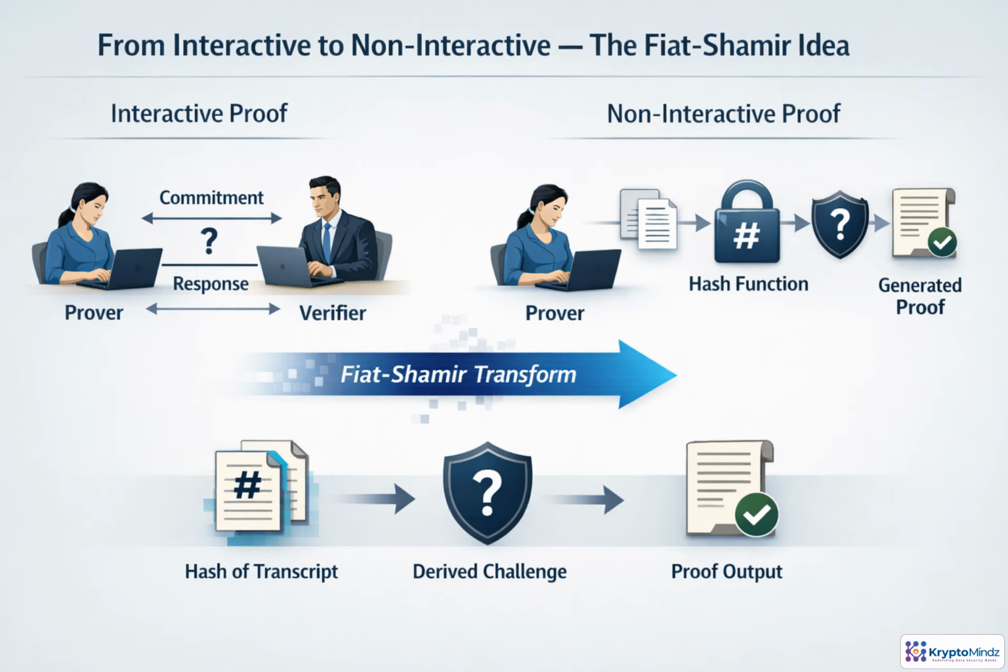Fiat-Shamir is one common way to remove the back and forth. It replaces the verifier's random challenge with one computed from a hash. The prover commits as usual, then hashes the transcript, including public inputs, to derive the challenge the verifier would have supplied. The response and transcript become a single proof artifact. This allows proofs to be generated offline and checked later, but security depends on careful hash modeling and avoiding implementation shortcuts.